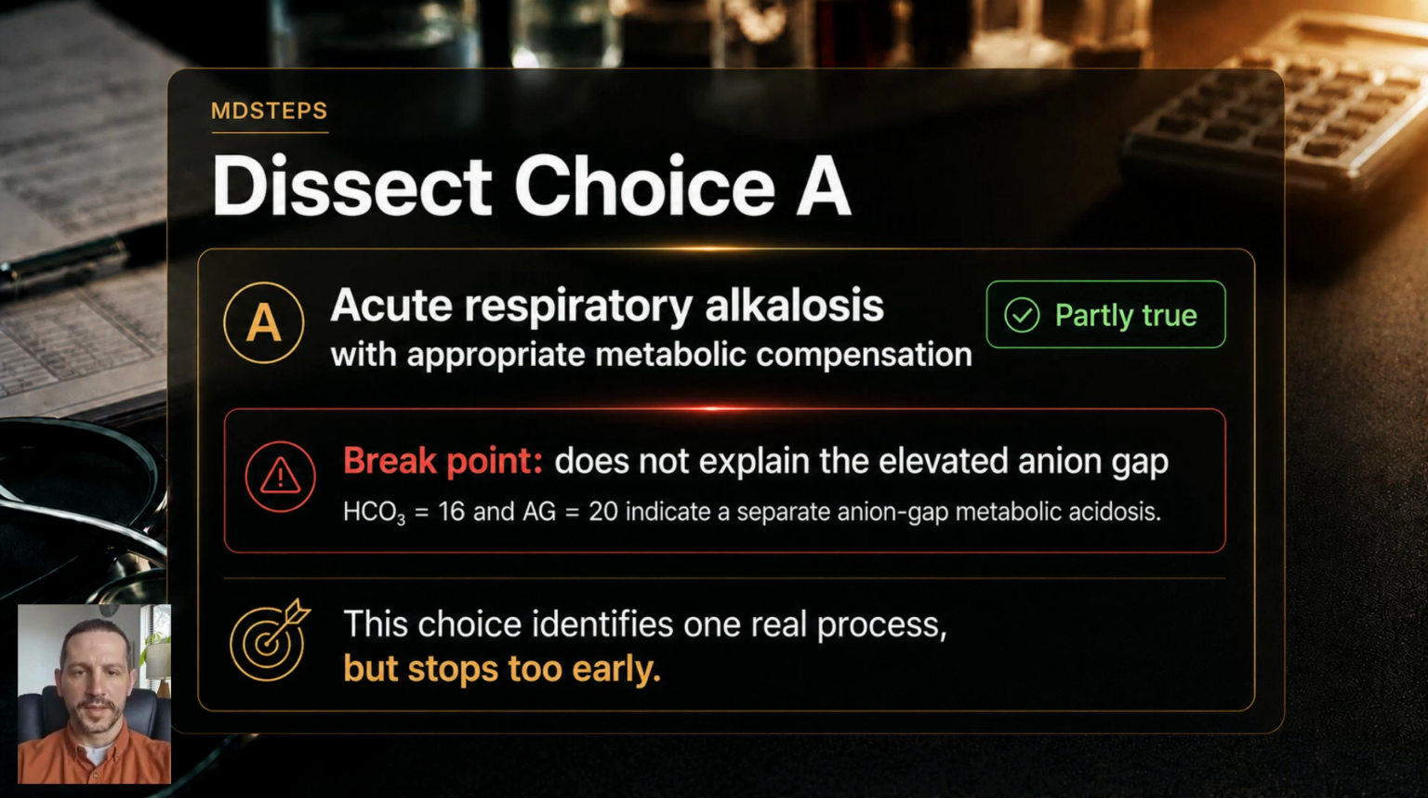The problem is that this answer does not explain the elevated anion gap. Her bicarbonate is 16 and her calculated anion gap is 20. That tells us there is a separate anion gap metabolic acidosis. So choice A identifies one real process but incorrectly treats it as the complete explanation. If you chose A, you probably recognized the dominant process but stopped too early.